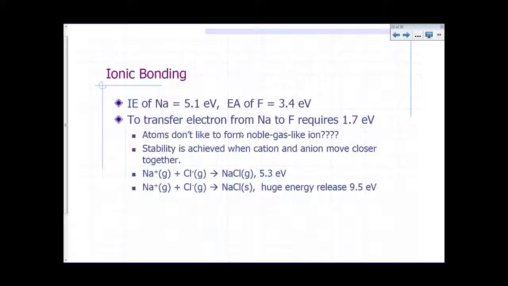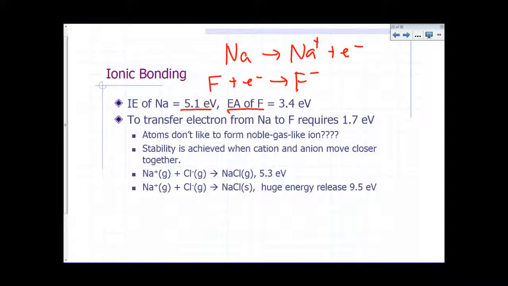If you look up the ionization energy of sodium, you'll find that it's 5.1 electron volts. In other words, if I were to remove an electron from sodium, that's going to require an input of 5.1 electron volts. On the other hand, if you look up the electron affinity of fluorine, if you attach an electron to fluorine, you're going to get fluoride ion, and the electron affinity is 3.4 electron volts. So it's going to release 3.4 electron volts.